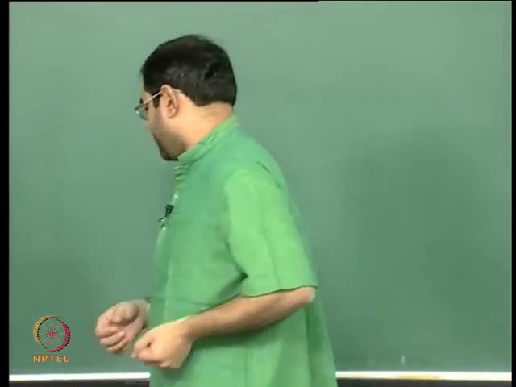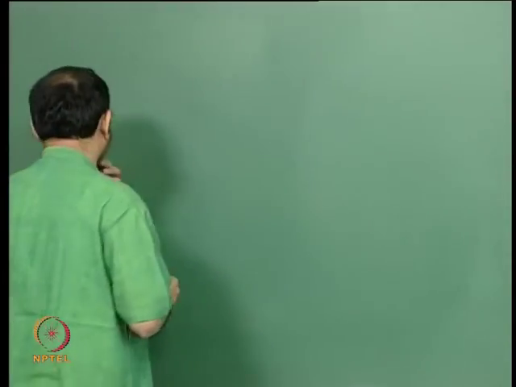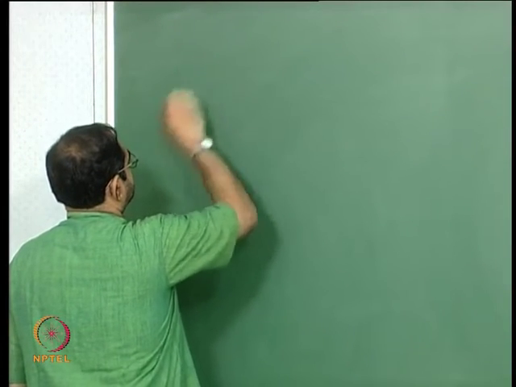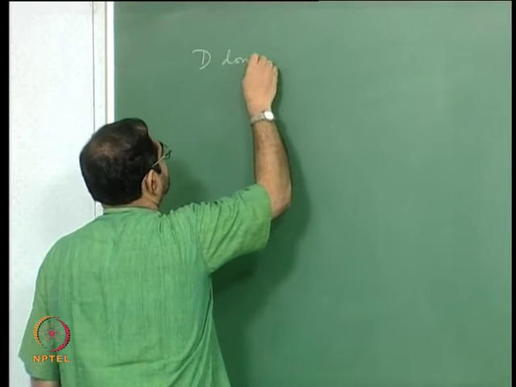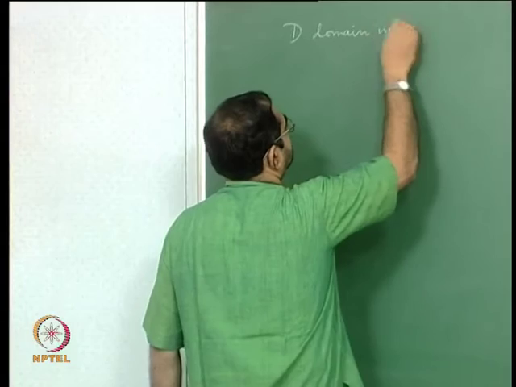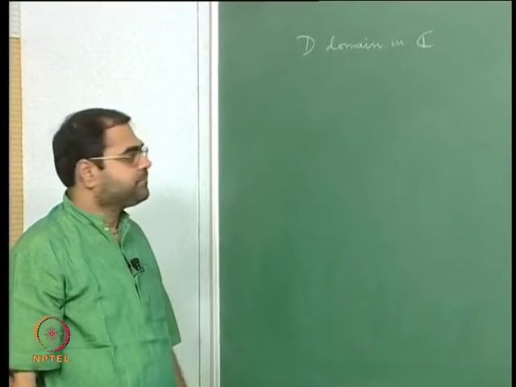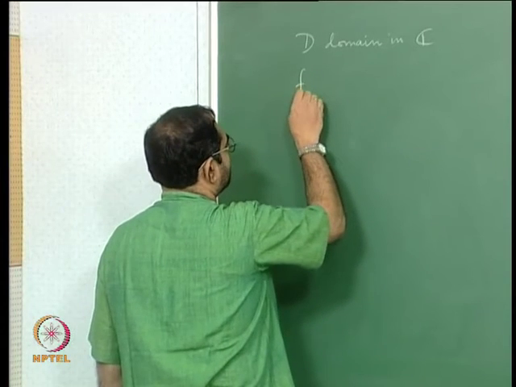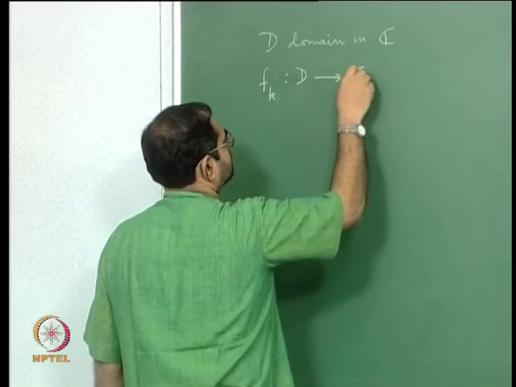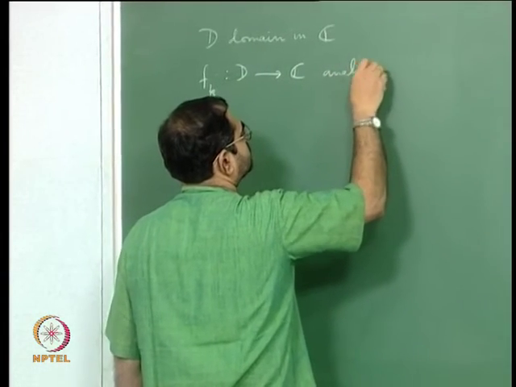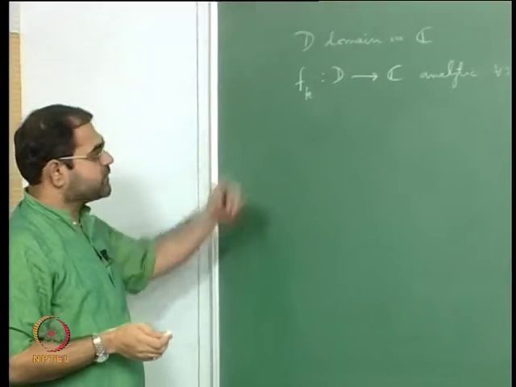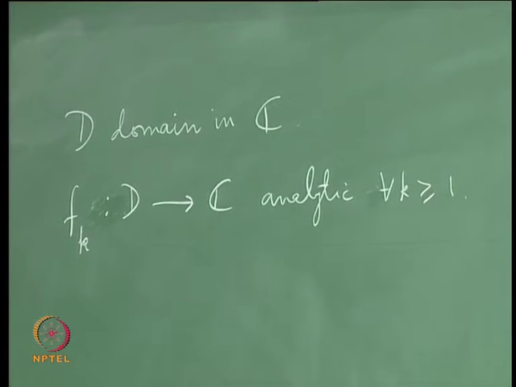Okay, but let me start off the discussion like this. So you have the following situation. D is a domain, which means it's an open connected set, and of course a domain in C is a subset of the complex numbers, and suppose you have a sequence f_k of functions, analytic for every k greater than or equal to 1. So here is a sequence of analytic functions defined on the domain D.